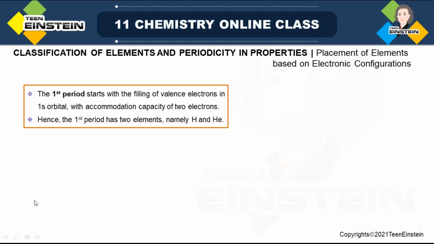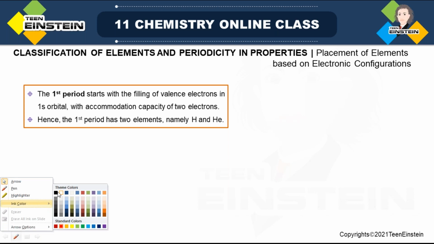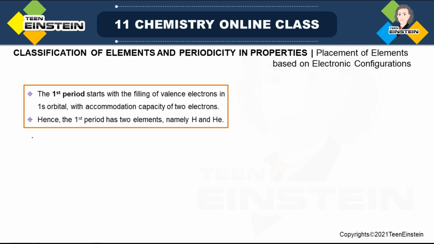How to arrange the elements based on electronic configuration along the period, we have already seen in the last class. Now we will take each period one by one, that is first period, second period, third period. In this way we will see how we have the elements in each period. Here we have the first period. It starts with filling of valence electrons in the 1s orbital, and in the 1s orbital the maximum capacity is only 2 electrons. That is the reason only 2 elements we have in the first period.